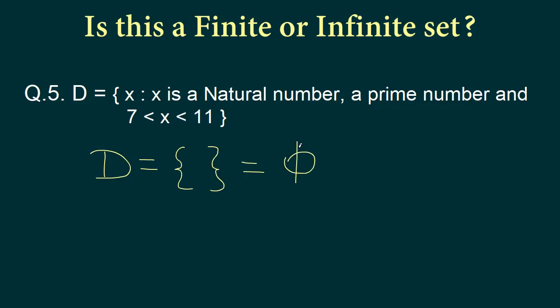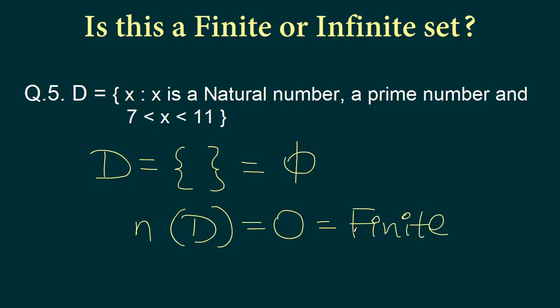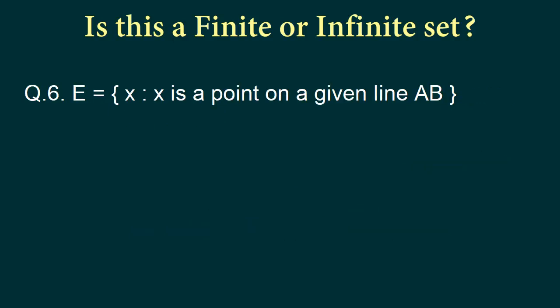Now remember, a null set contains how many elements? So the number of elements in a null set is how many? It is 0. Is 0 a finite count or infinite count? 0 actually is a finite count. So keep this in mind, that if a set is a null set, it is a finite set. So we say that the set D is a finite set. Even though it is a null set, it is a finite set. Very important point to keep in mind.